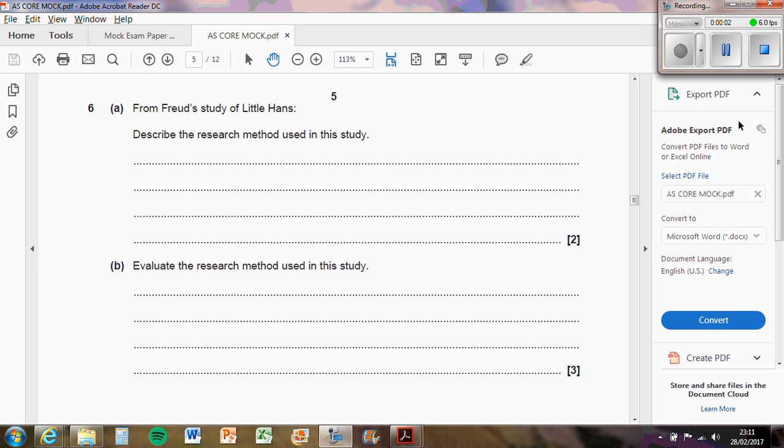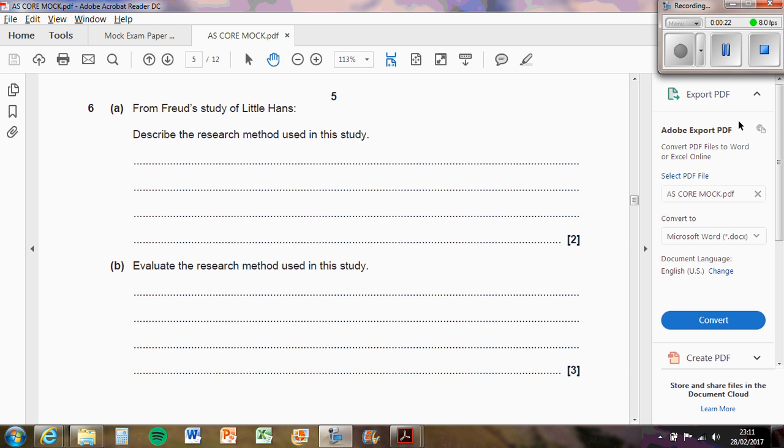This question asks to describe the research method used in Freud's study and also to evaluate it. So in terms of describing it, Freud's study is a case study. And the reason that it's a case study, which is what you need to write in your answer, is because it's done on one individual. So a case study is an individual or a small group of people.